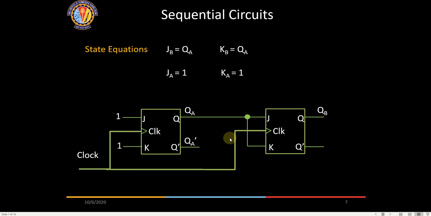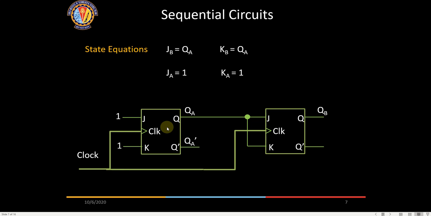You can see, we can give a test condition. Assume it is 0 0. If it is 0 0, what happens in the next clock? This is 1 1. This will toggle. It is 0 here, so it will remain 0. So this will not toggle. So the next state will become 1 0. Since this is 1 0, QA is going to become 1. But if this is an LSB, it will become 0 1.